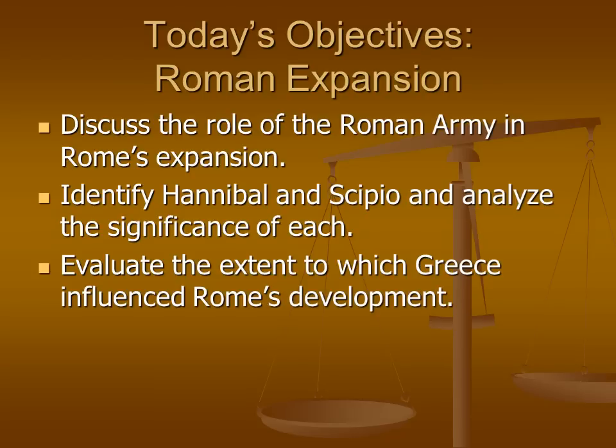Today's objectives on the Roman expansion: you're going to need to be able to discuss the role of the Roman army in Rome's expansion, analyze how it contributes and to what extent it's successful. You're going to have to identify Hannibal and Scipio, know who they are, and analyze the significance of each man. And you're going to have to be able to evaluate the extent to which Greece is going to influence Rome's development in terms of society, government, art, architecture, literature, those types of things. So these are the ideas that we'll be focusing on today.